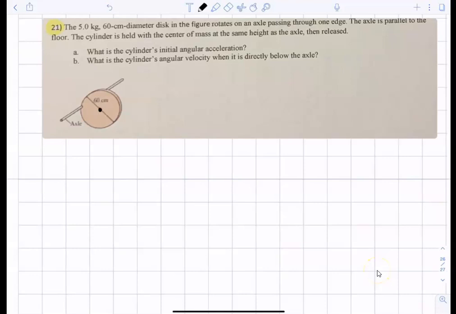Well, welcome back. Here's a very beautiful problem that has a lot of things involved in it. So let's see what it's all about. You have a disk of a mass of 5 kilograms, as pictured, with a diameter of 60 centimeters, meaning that the radius is going to be 0.3 of a meter. And it shows in a figure that it rotates on the axle passing through one edge, as shown in the picture.